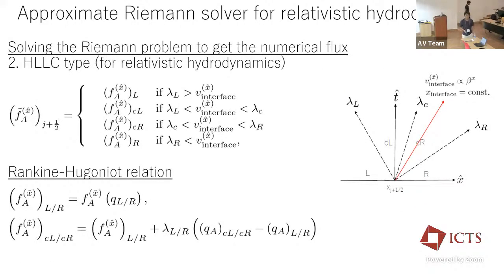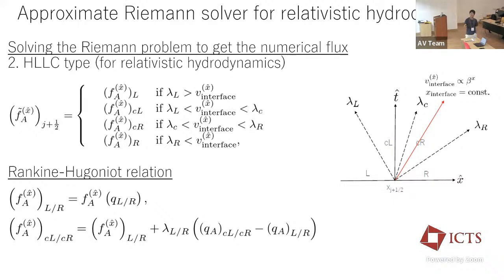As we have learned from Monday, in relativistic or non-relativistic hydrodynamics, we have three kinds of waves, right? One is a left propagating wave, one is a right propagating wave, and the final one is a contact discontinuity in the middle, right? So in the HLLC type scheme, which is only for relativistic hydrodynamics, you restore the internal structure coming from the contact discontinuity, something like this.